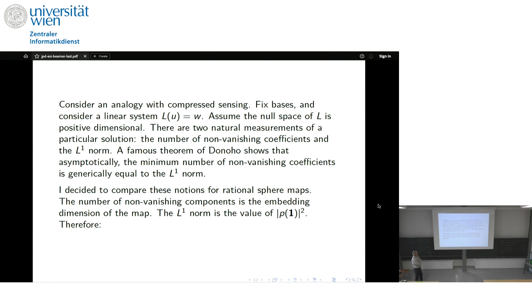Okay? So I decided I was going to compare. I'm doing the same thing. I have a linear system. I'm interested in the number of terms. That's the sparse thing. That's the L0 norm, they call it in engineering. But the L1 norm is simply the value of my sphere map, my monomial map, at the point 1, where that means all ones. So that leads to the following problem.